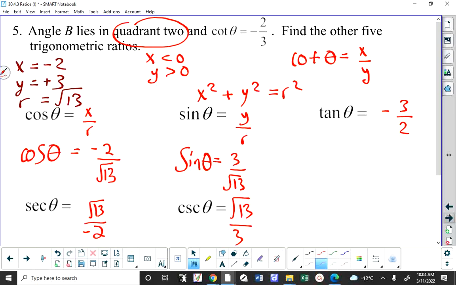Any questions with that example? Okay, I apologize for going too fast, but we're okay now? Any questions at all with this example 5? Because I think we have one more, don't we? Yeah.